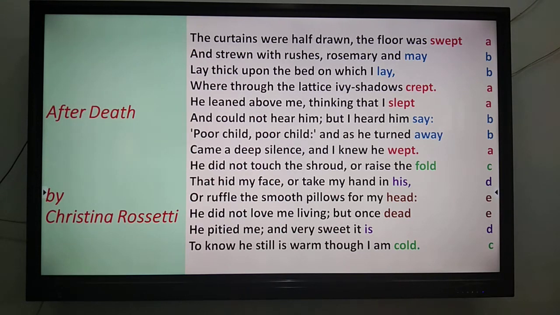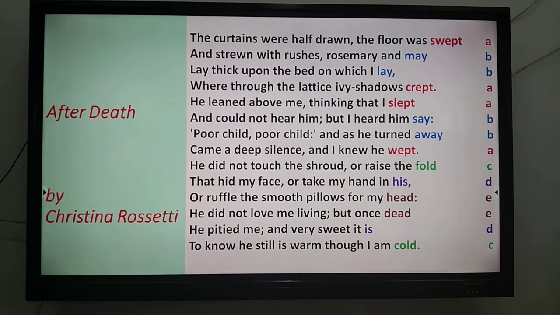The curtains were half drawn, the floor was swept, and strewn with rushes, rosemary and may lay thick upon the bed on which I lay. Where through the lattice ivy shadows crept, he leaned above me, thinking that I slept, and could not hear him, but I heard him say, poor child, and as he turned away, came a deep silence, and I knew he wept. He did not touch the shroud or raise the fold that hid my face, or take my hand in his, or ruffle the smooth pillows for my head. He did not love me living, but once dead, he pitied me, and very sweet it is to know he is still, is warm though I am cold.